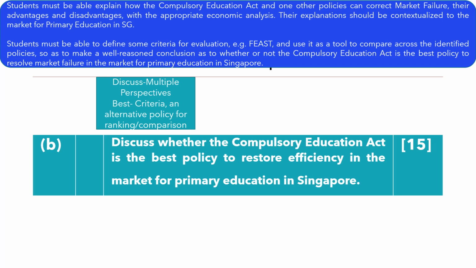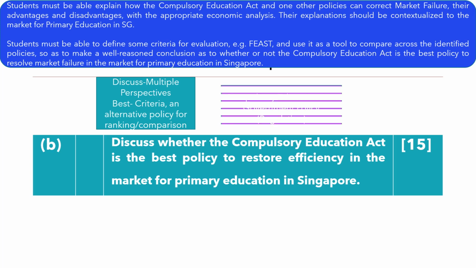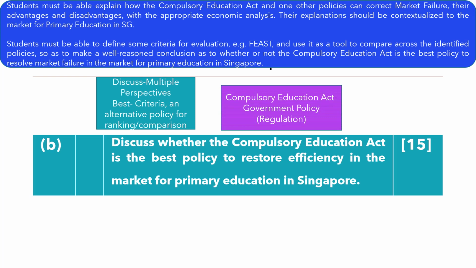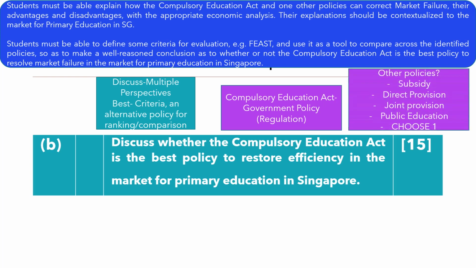So in terms of content, what we need to do is that we need to explain the government policies. Firstly, the given government policy of Compulsory Education Act, regulation, as well as another policy which we can choose, maybe subsidy, perhaps public education. We just need to choose another alternative policy and explain both in depth.